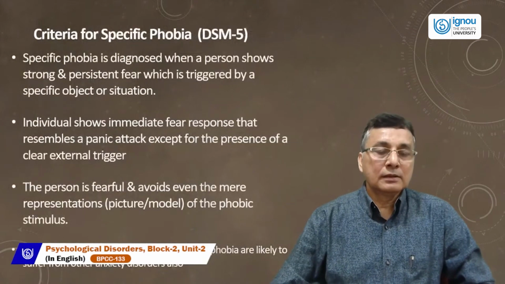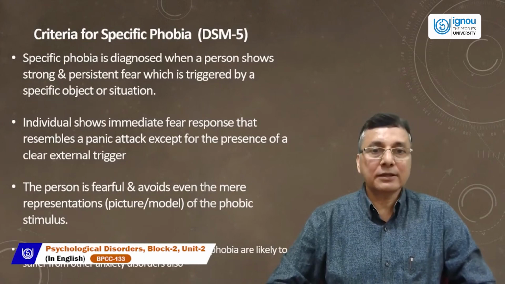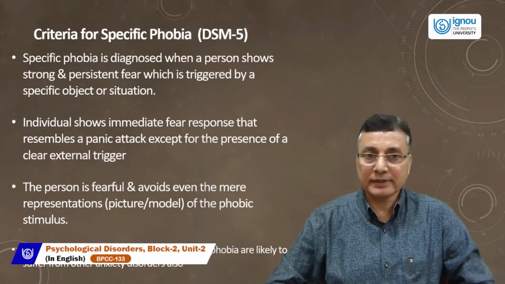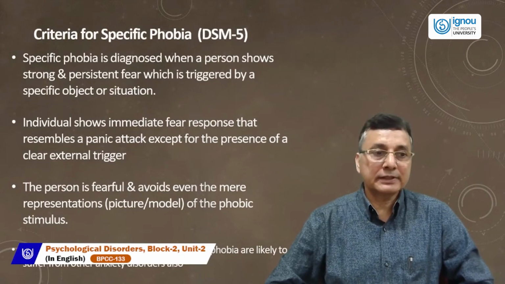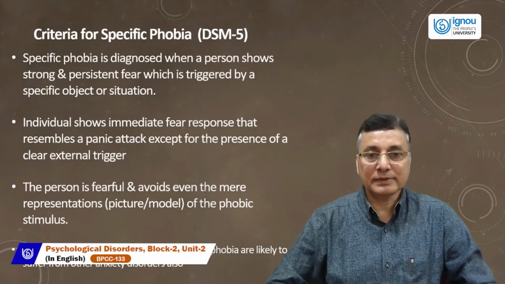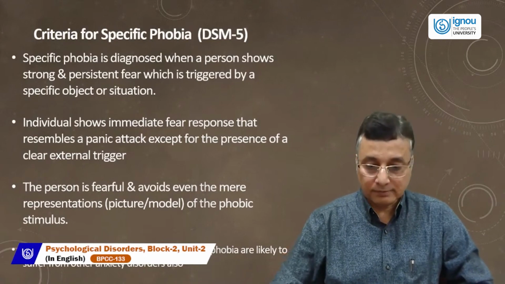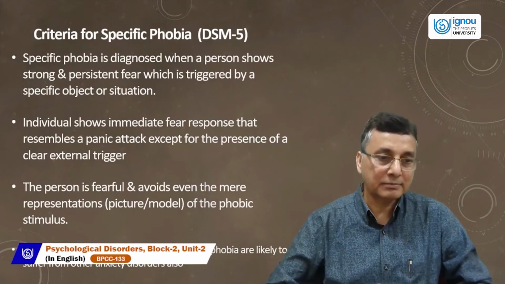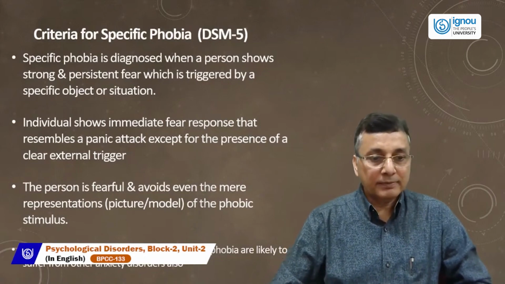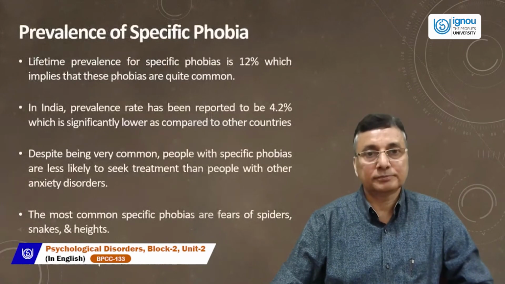So let us see the specific phobia. Specific phobia is diagnosed when a person shows a strong and persistent fear which is triggered by a specific object or situation. The individual shows an immediate fear response that resembles a panic attack, except for the presence of a clear external trigger. The person is fearful and avoids even mere representations, like a picture or model of the phobic stimulus. It's not necessary that this happens only in real situations; even a picture or imagination may cause the specific phobia. People who suffer from a specific phobia are likely to suffer from other anxiety disorders also.